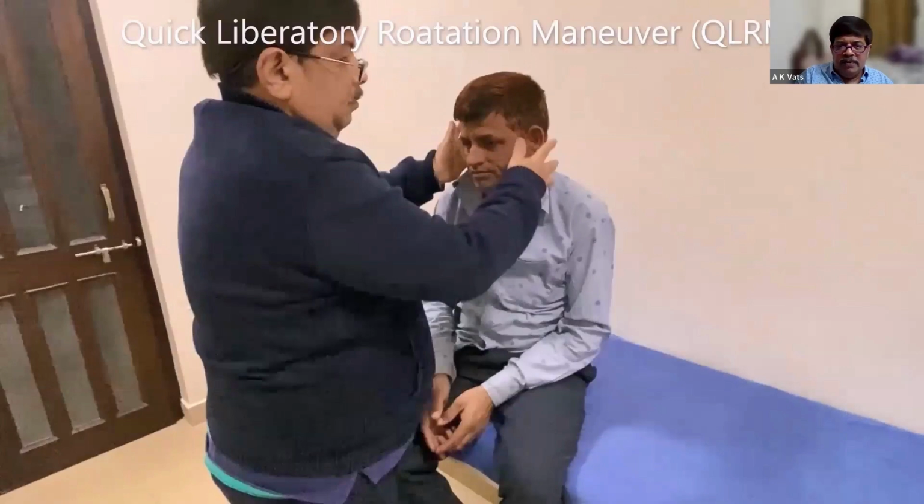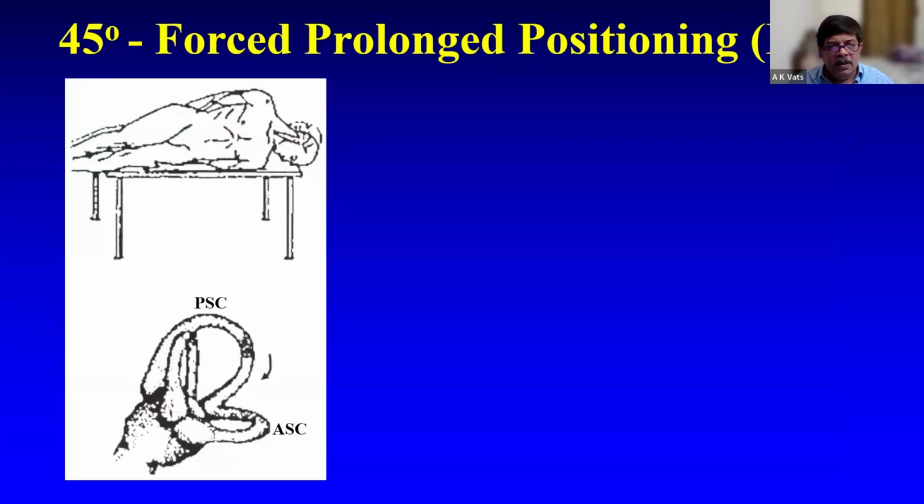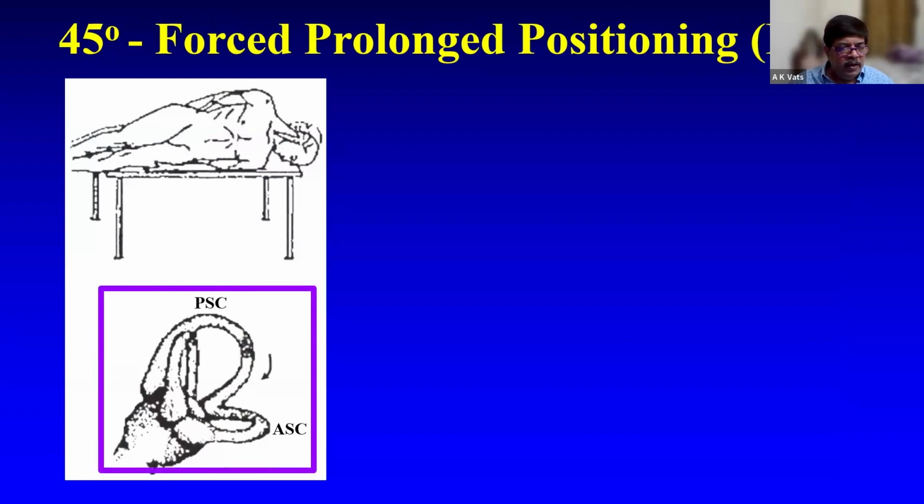So this is a quick liberatory maneuver. This is the maneuver I personally favor because we get 2 rapid positionings. First, the patient is taken to the Dix-Hallpike position, and second is the quick rotation. So it combines the inertial forces as well as gravity to move the clot out of the jammed area. The third is the 45-degree forced prolonged positioning to the contralateral, that is the non-involved side. So this is shown here.